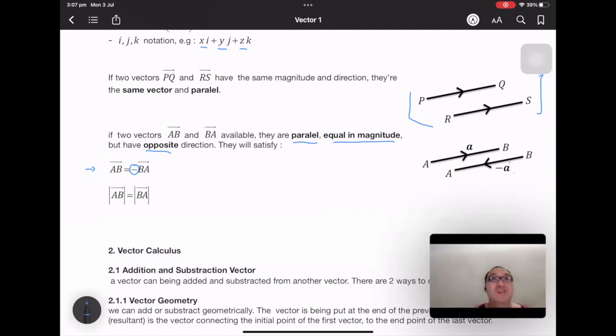For two vectors that are opposite each other, the magnitude is still the same, because magnitude talks about the size, the length. So in either direction, the magnitude, the length, is still the same. So vector AB is equal to negative vector BA because they are opposite in direction, but the length of vector AB and vector BA are the same. That's about same and parallel vectors.